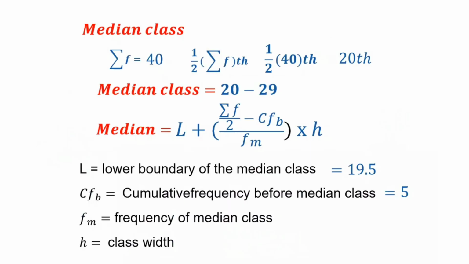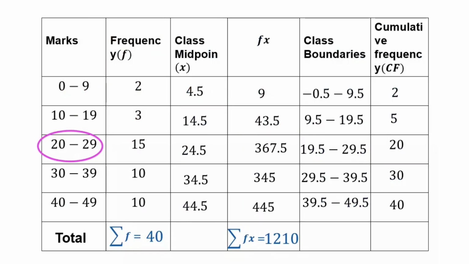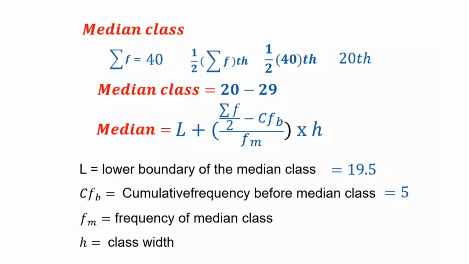Then we find the frequency of the median class. Let's go to our table once again. So we still know our median class. Then we just find the frequency of that and we know that it is 15. So our frequency of the median class is 15. Great. Then as for the class width, as we've already calculated, we got it from the mode. So that one is 10.